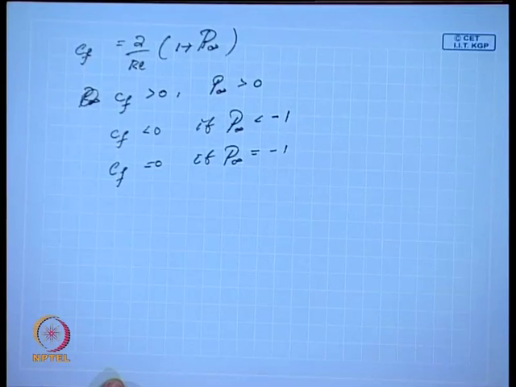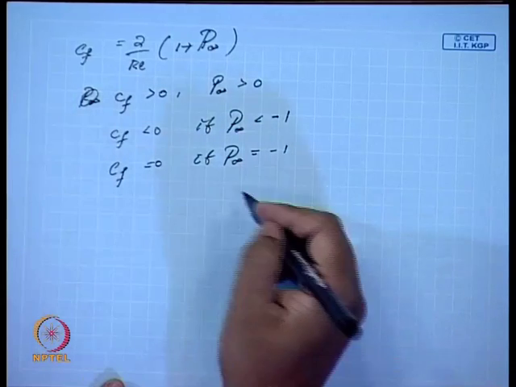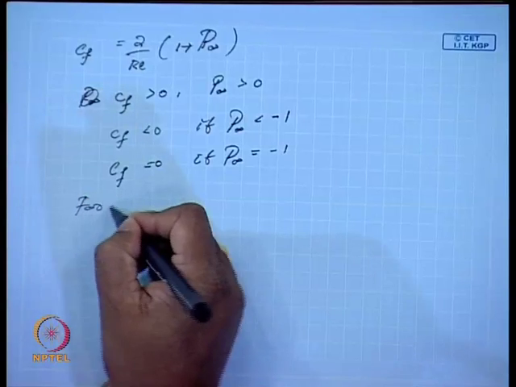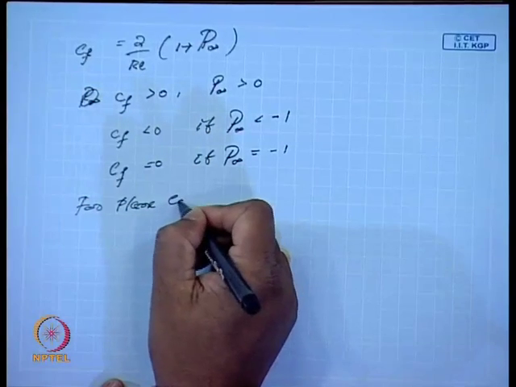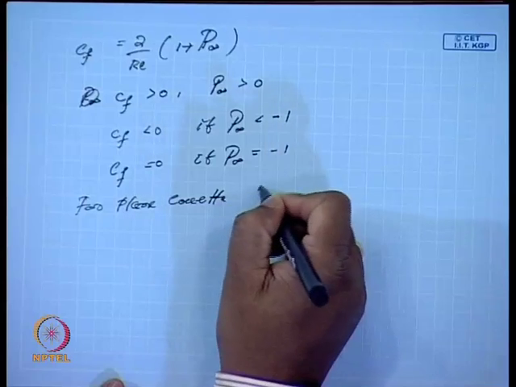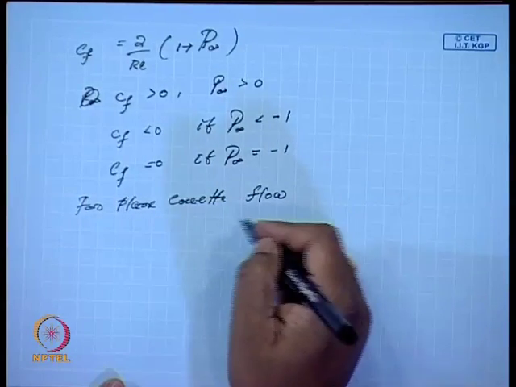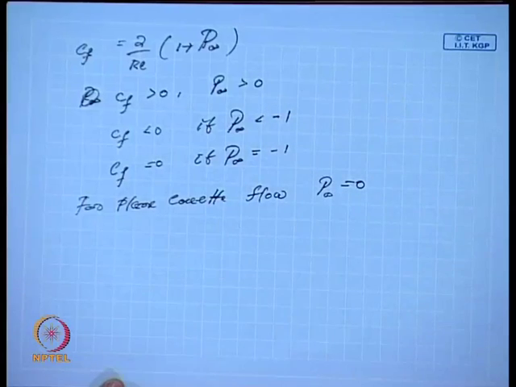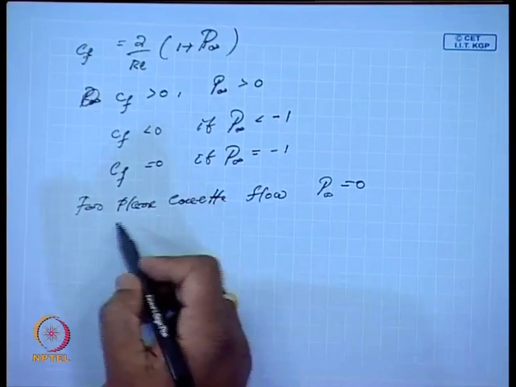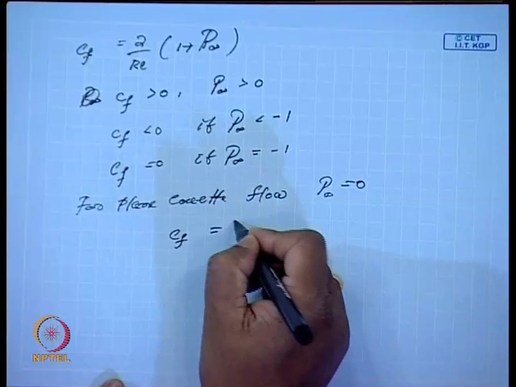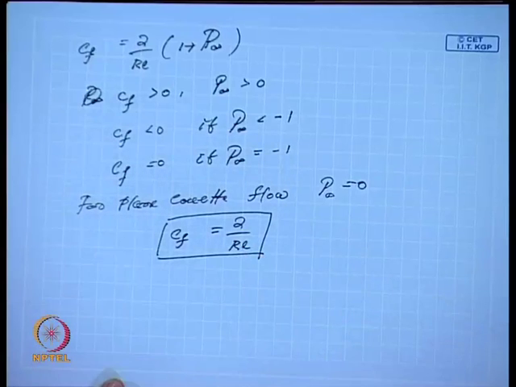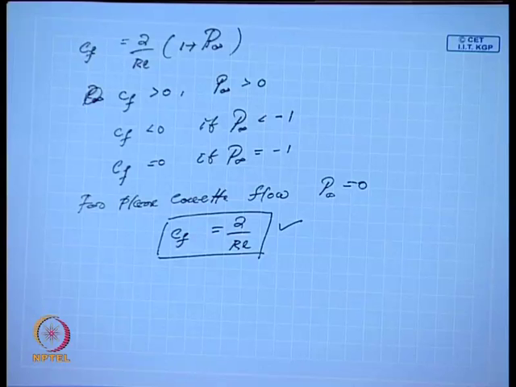So, we also see that for the plane Couette flow, p infinity becomes 0, because dp by dx is 0, and in that case Cf is 2 by Re. So, this is another important observation in this case.